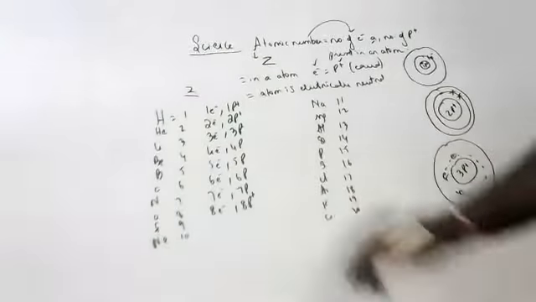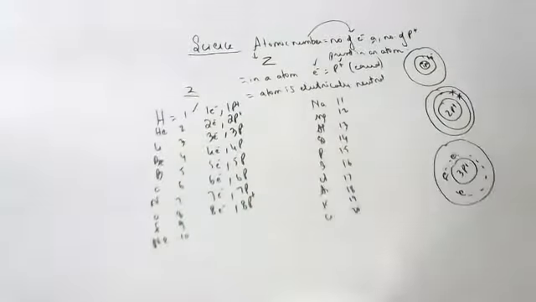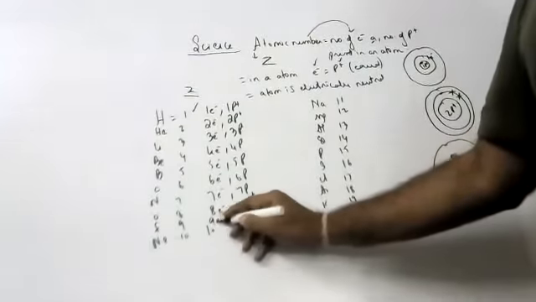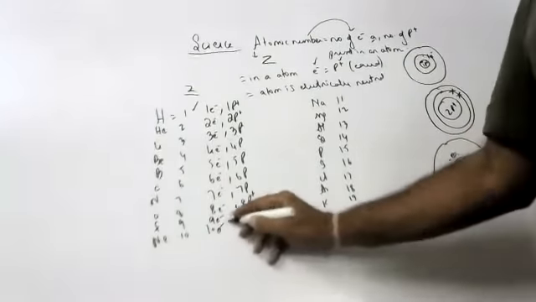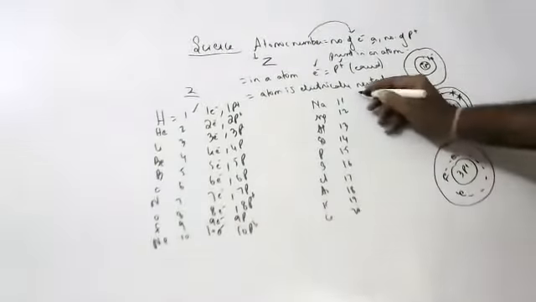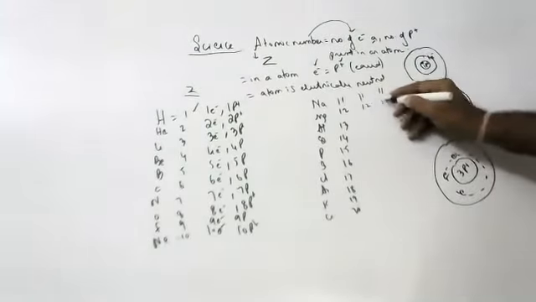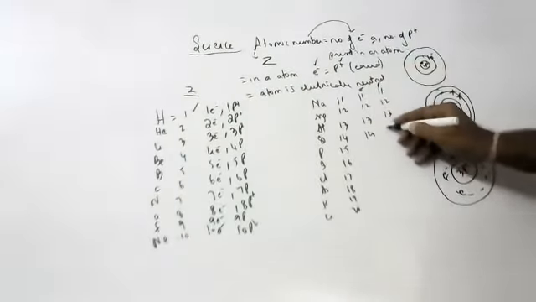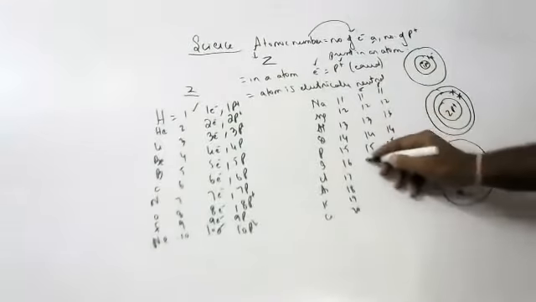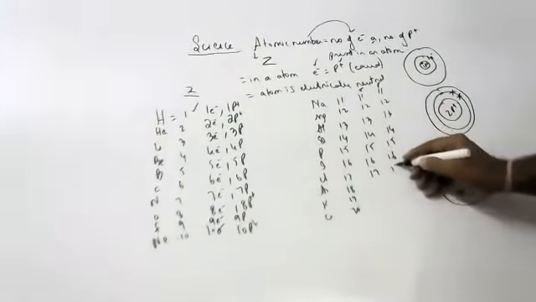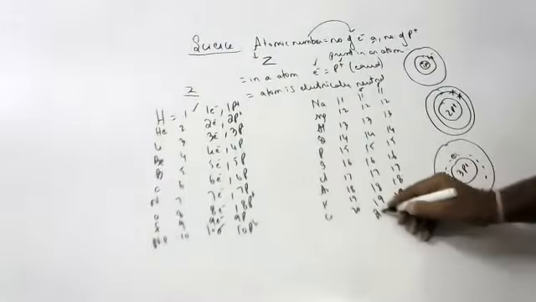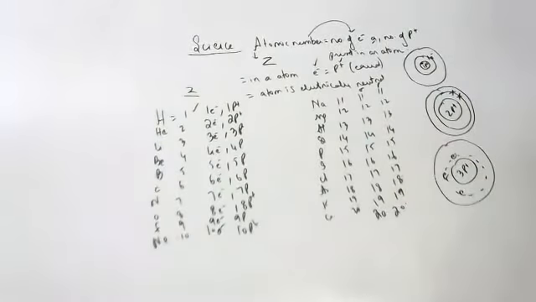They both are equal. If I say atomic number 1, it means one electron and one proton. Then 9 electrons, fluorine, 9 protons. 10 electrons, 10 protons. 11, 11. 12, 12. 13, 13. Electrons, protons. 14, 14. 15, 15. 16, 16. 17, 17. 18 electrons, 18 protons. 19 electrons, 19 protons. 20 electrons, 20 protons.